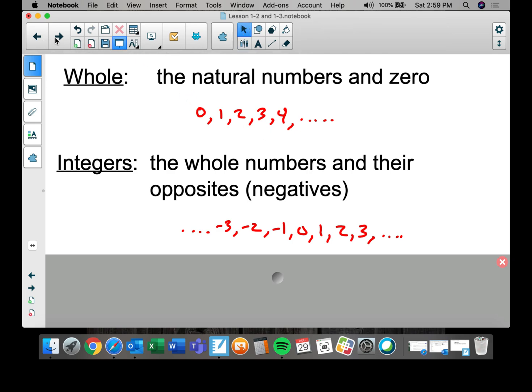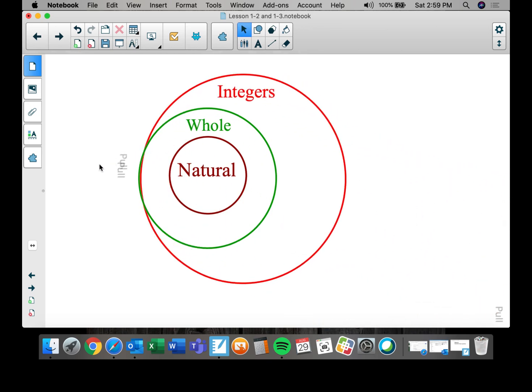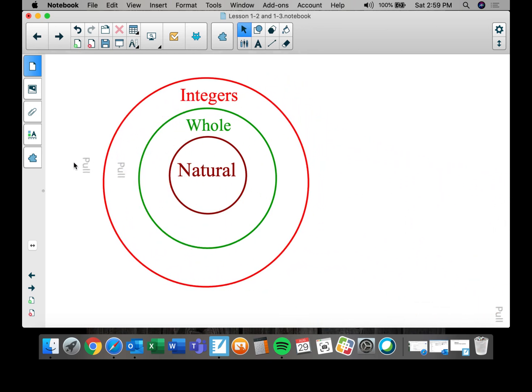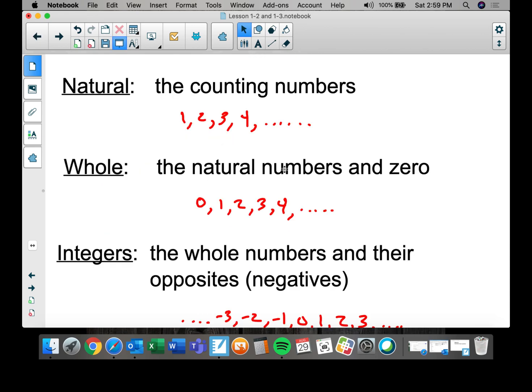Okay, so if we go to the next part and we pull out this next portion, now I can add the integers. Those are the next set of numbers that we have. They include all of these numbers, plus we've got all the negative ones now, the negative whole numbers. So that's our next set.